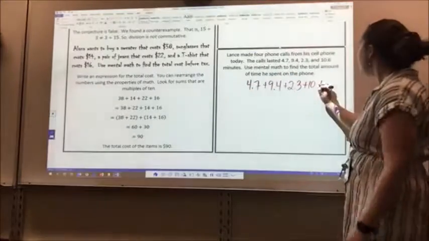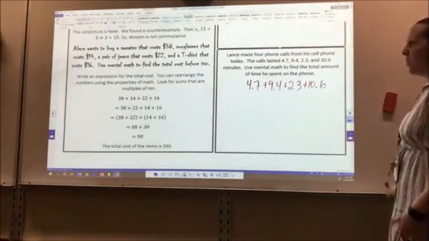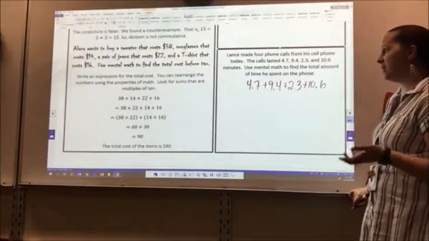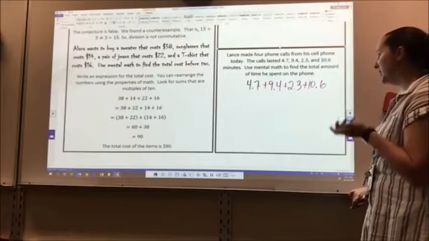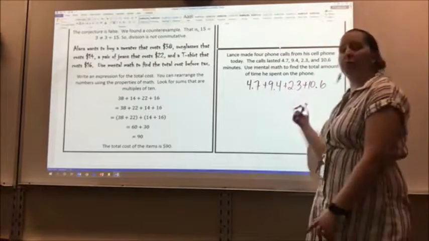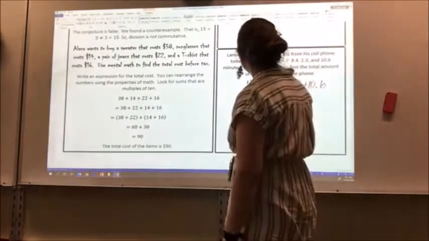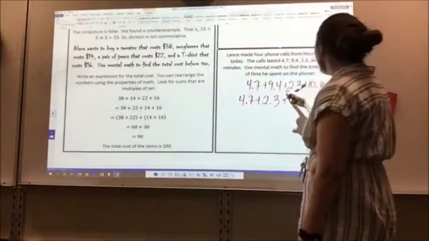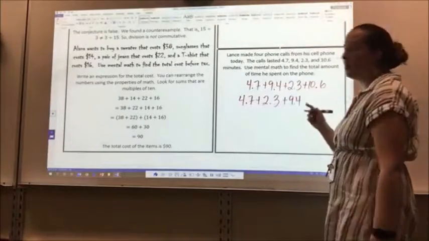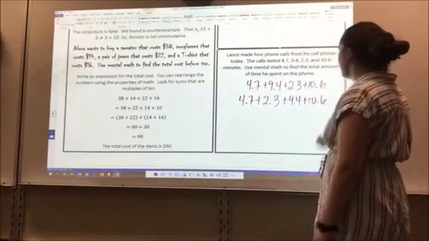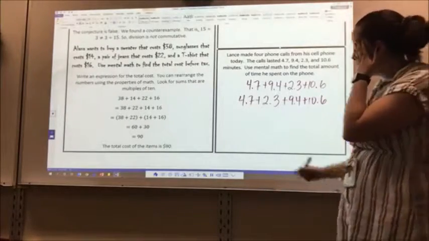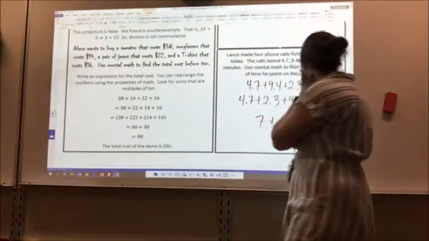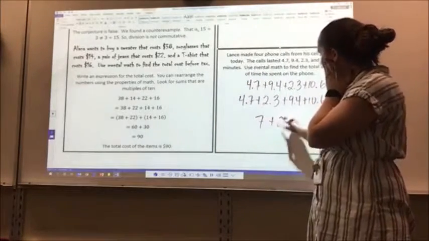Okay. So here's my addition expression. Now I want to rearrange these by using the commutative property so that they're easier numbers to deal with. So looking at these, I know that 7 plus 3 gives me 10, so I can reorder those. So 4 plus 7 plus 2.3, and 9.4 and 10.6, 4 and 6 will get me 10. Okay, then I can add these together. So this is 7 plus 20, which is 27.